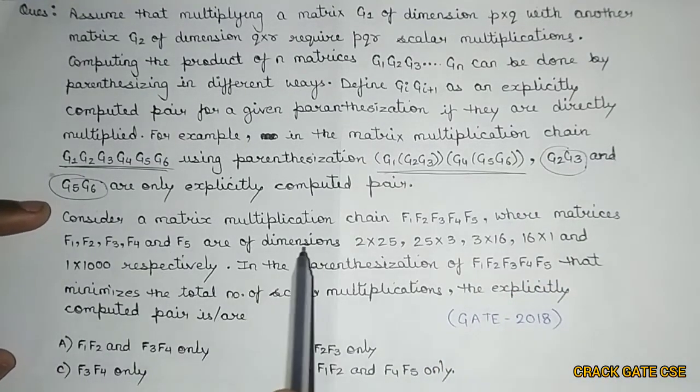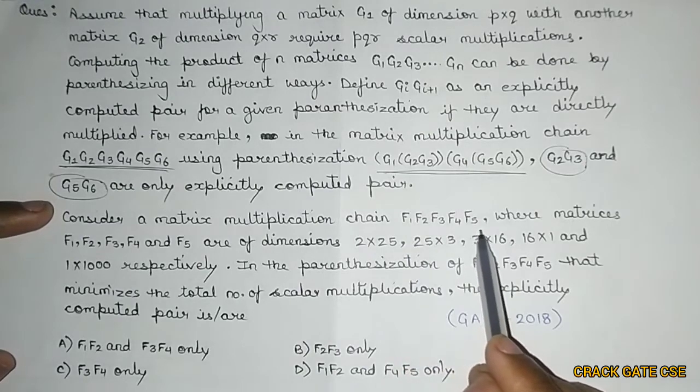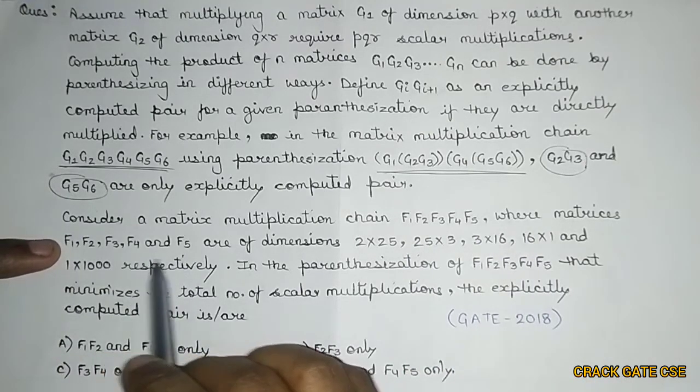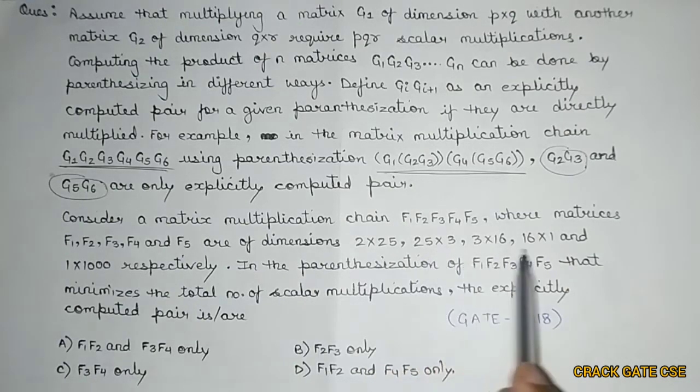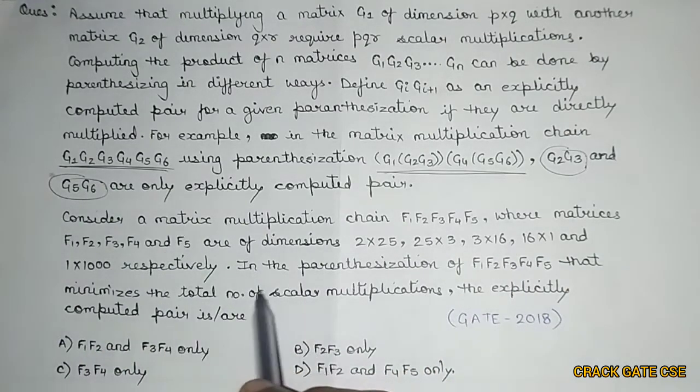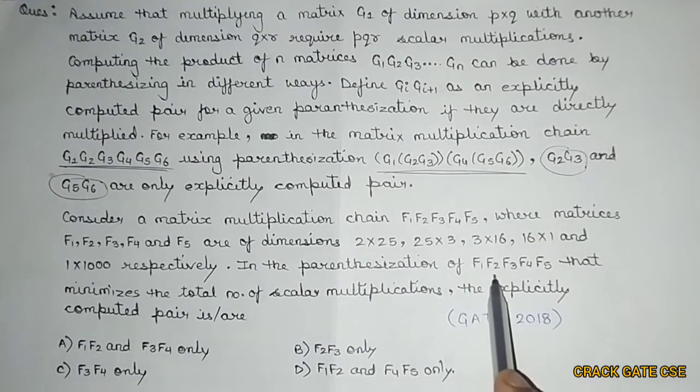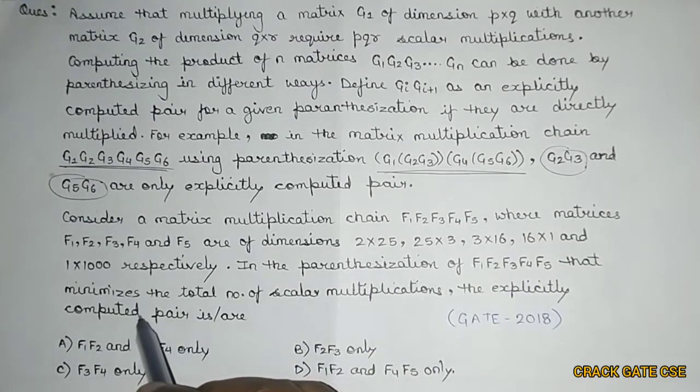Consider a matrix multiplication chain F1 to F5, where matrices F1, F2 up to F5 are of the dimensions given here. In the parenthesization of F1, F2, F3, F4, F5 that minimizes the total number of scalar multiplications, the explicitly computed pair is or are? So instead of asking the minimum number of multiplications, they ask what will be the explicitly computed pair in the path that we are selecting for finding out the minimum number of scalar multiplications.